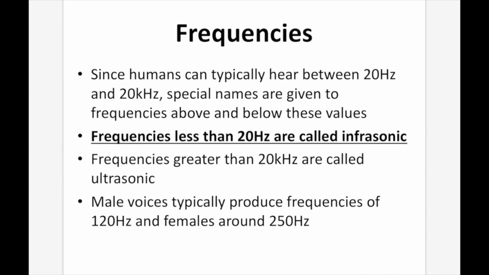Since humans can typically hear between 20 Hz and 20 kHz, special names are given to frequencies above and below these values. Frequencies less than 20 Hz are called infrasonic, and frequencies greater than 20 kHz are called ultrasonic. Male voices typically produce frequencies around 120 Hz, while females around 250 Hz.